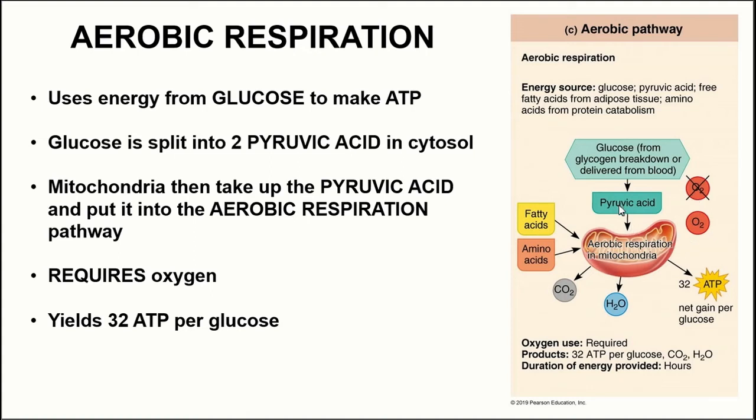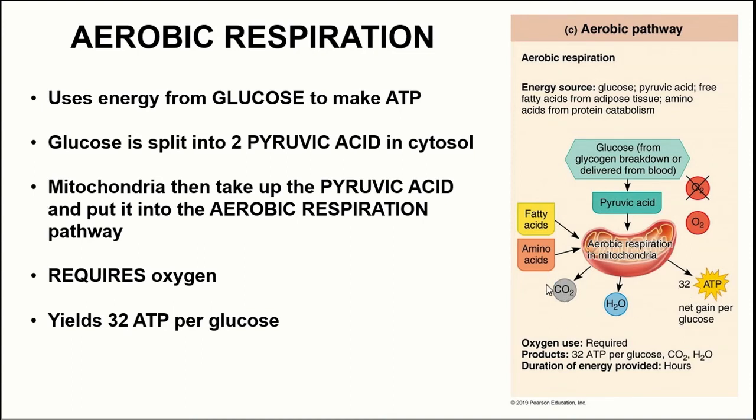So then our mitochondria in our muscle bring in that pyruvic acid that was created from the splitting of glucose, and bring it into a biochemical pathway called the aerobic respiration pathway. This pathway occurs exclusively within the mitochondria. And this process does require oxygen, but it yields a lot of ATP. At the end of it, we get 32 ATP for each glucose.